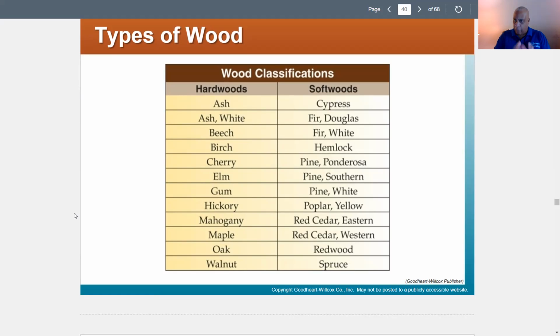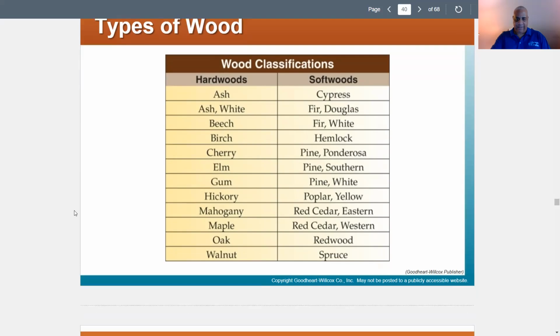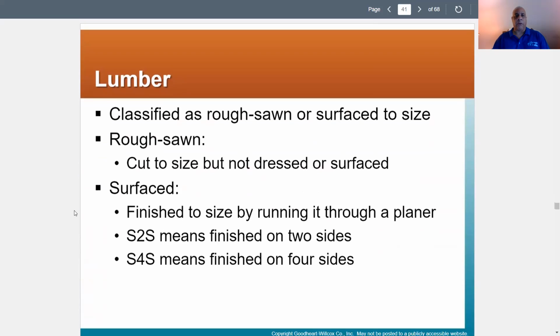And if you're familiar with those names, wood comes from trees. And you have lumber, classified as rough sawn or surface to size. Now, rough sawn lumber is cut to size, but not dressed or surface, whereas surface is finished to size by running it through a planer. S2S means finished on two sides, while S4S means finished on four sides.